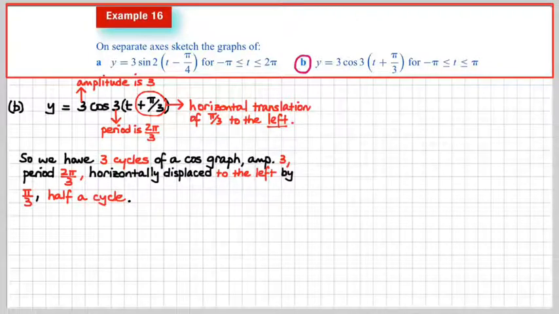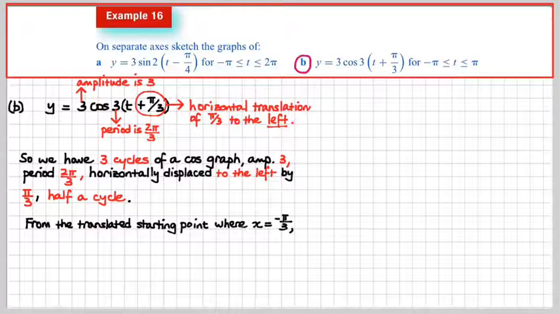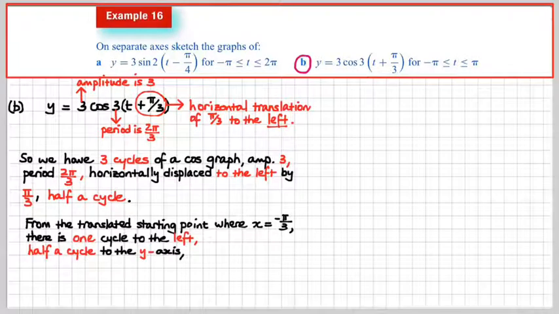Now, it takes a while to get your head around how to do these, but let's just summarize what I worked out. From the translated starting point where x is minus pi on 3, we've got to go backwards to minus pi, so that means we've got 2 pi on 3 to go backwards. That means we're going to fit one full cycle into the left of that translated starting point. Right? Yes.